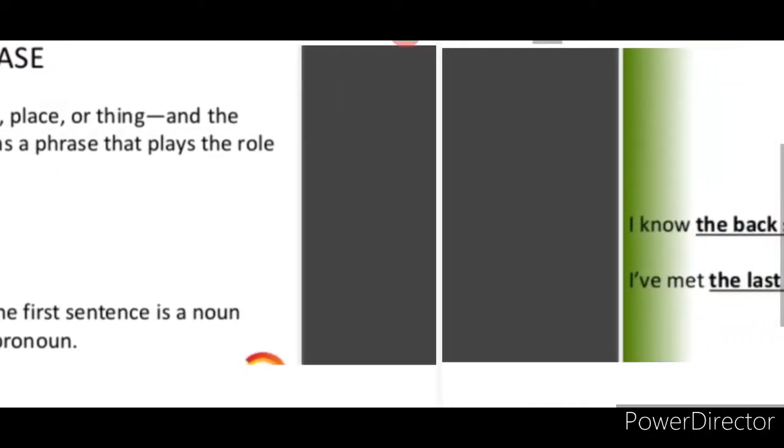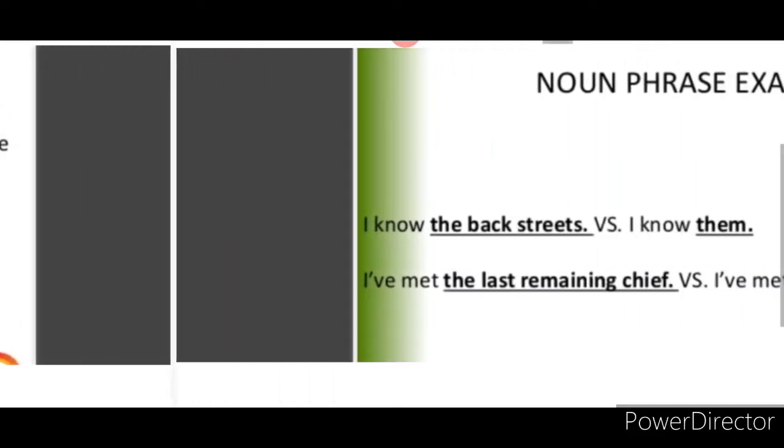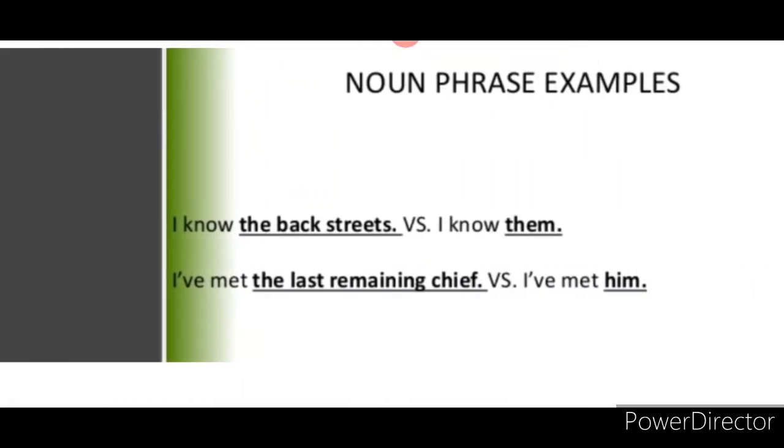Okay, now let's discuss some more examples here. I know the back streets. I have met the last remaining chef. So in "the last remaining chef", chef is the noun and "the last remaining" is the noun phrase. In "the back streets", streets is the noun and "the back" is the noun phrase.